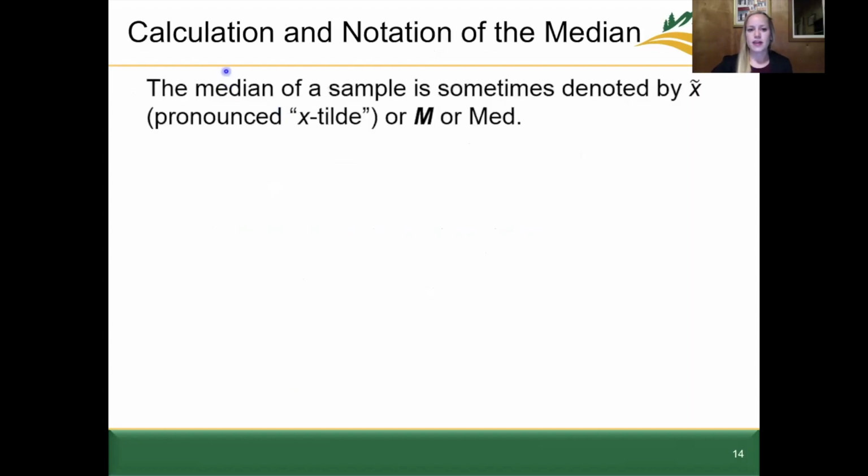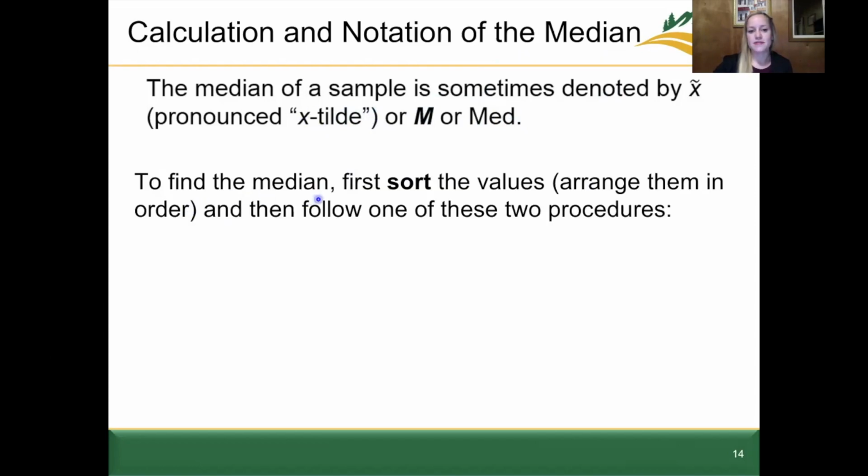Let's go through a calculation and notation of the median. The median of a sample is sometimes denoted as x tilde, or capital M, or MED. So you might see median represented in one of these 3 different ways. I think the trickiest one to remember is x tilde. To find the median, first we sort the values, so arrange them in order. It can be ascending or descending order, it doesn't matter. Usually it's more natural to list your data values in ascending order, but either way works.